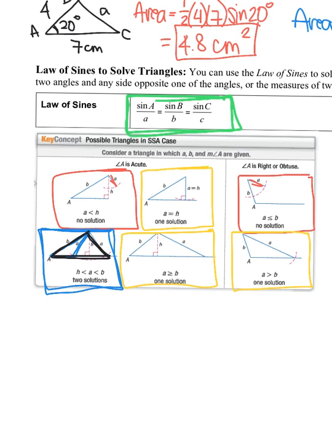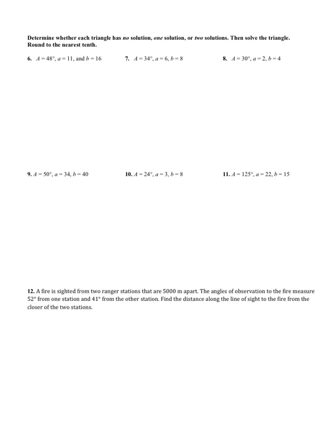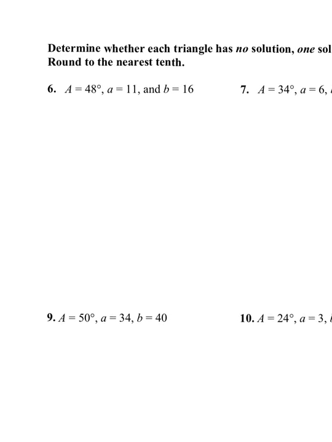All right. So we're going to be using law of sines to solve for the triangle. And when we solve for the triangle, we need to solve for all possible solutions. All right. So let's give this a shot. All right, so number 6, it says determine whether each triangle has no solution, 1 or 2, then solve the triangle, meaning find any missing sides, any missing angles, and then round to the nearest tenth. All right, so let's go ahead and see what happens here with number 6.